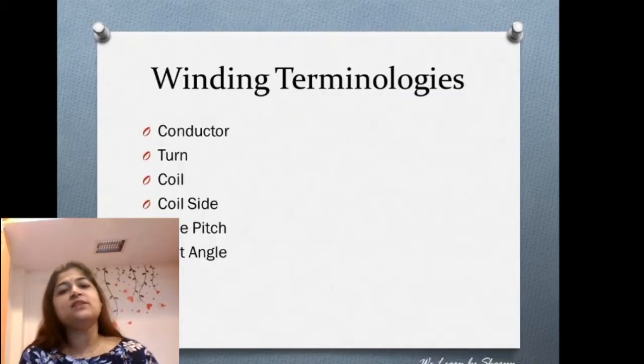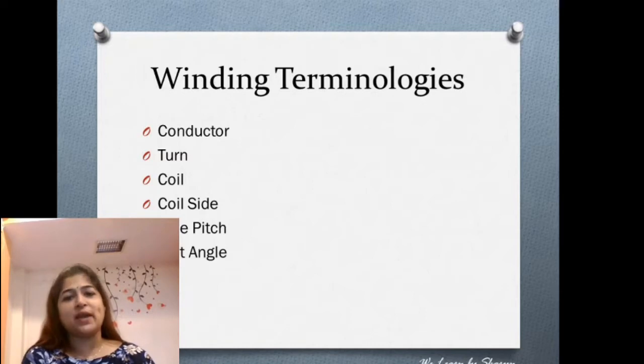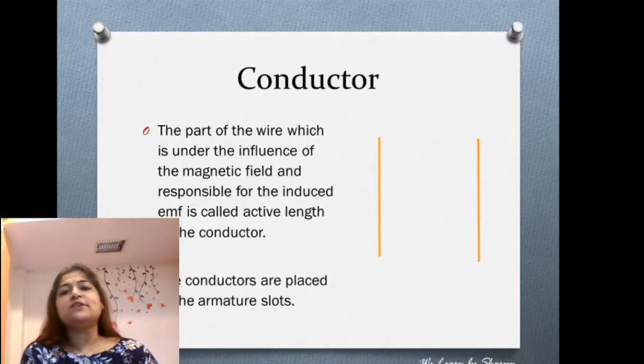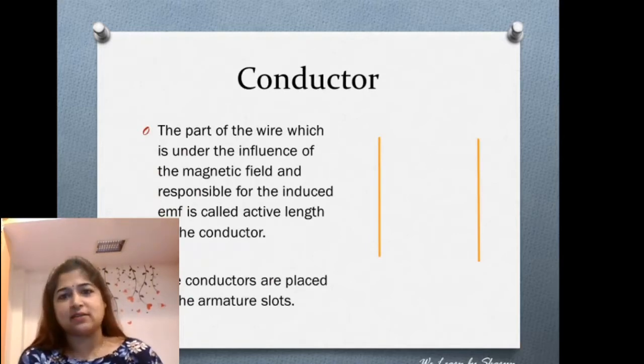Let's see the important terminologies which are related to winding. It will consist of conductor, turn, coil side, pole pitch, slot angle. Along with this, we will also discuss full pitch and short pitch coil along with pitch factor. So let's first of all try to understand what is a conductor.